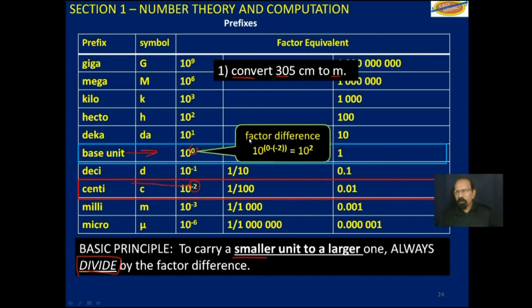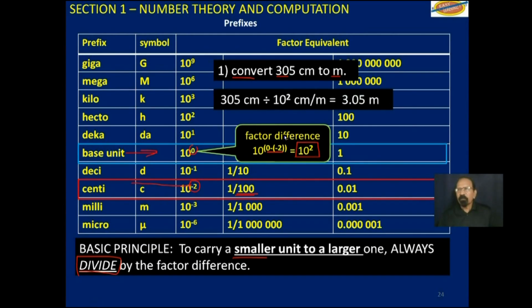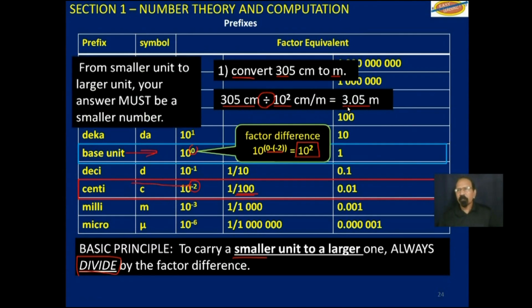It will be 10 to the 0 power divided by 10 to the negative 2 power. And since you are dealing with indices, you subtract them, and so you get 10 squared, which is 100. So you already know that 100 centimeters make a meter, but we are learning a principle here. So 305 centimeters, you divide by the factor difference, and you get 3.05 meters. From smaller to larger, your answer will always be a smaller number. 305, our answer is 3.05.